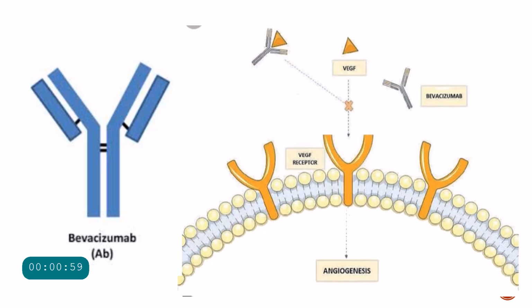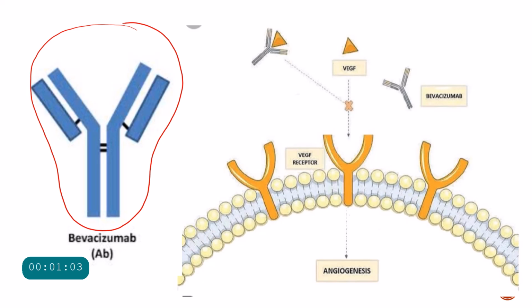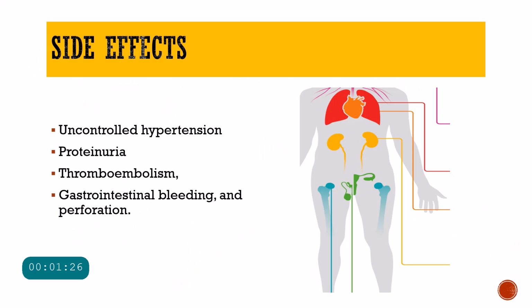Now, the structure of bevacizumab is very similar to a human antibody, because it is actually nothing but a monoclonal antibody acting against VEGF. This antibody binds to whatever VEGF is available in the eye, and since it forms a complex with that VEGF, the VEGF will not be available to bind to the VEGF receptor and bring about angiogenesis inside the eyeball.